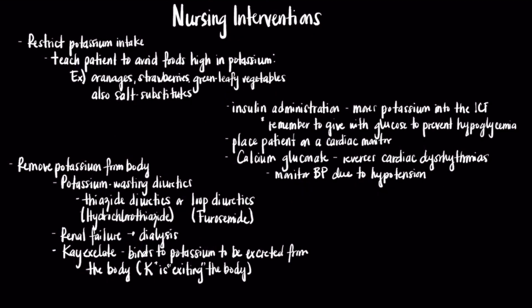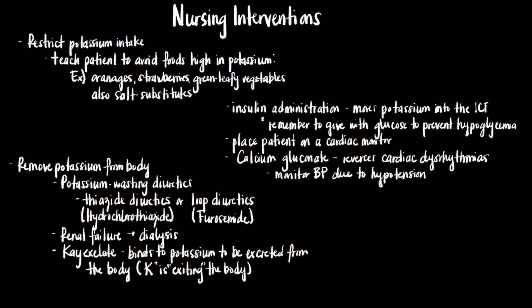With nursing interventions, you want to restrict the patient's intake of potassium, and this can be accomplished by teaching them to avoid foods that are high in potassium. Potassium-rich foods are oranges, strawberries, and any green leafy vegetable, and also remember salt substitutes.